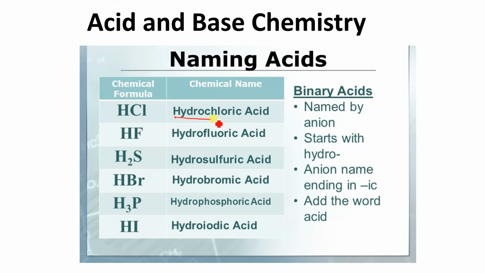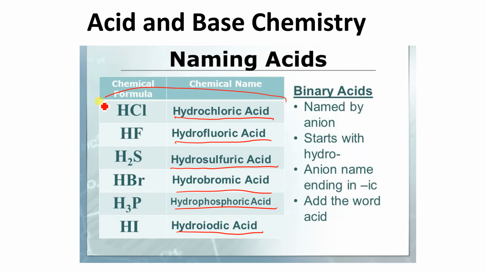I do have some examples here of some common acids. So here's the one we just looked at, hydrochloric acid. HF is hydrofluoric acid. H2S is hydrosulfuric acid. Hydrobromic acid, hydrophosphoric acid, and hydroiodic acid. So all of those start with hydro. The binary acids start with hydro. I think pretty much if you can remember the first one, HCl, because that's a common one, and its name, hydrochloric acid, you should be able to kind of figure out the rest of them.